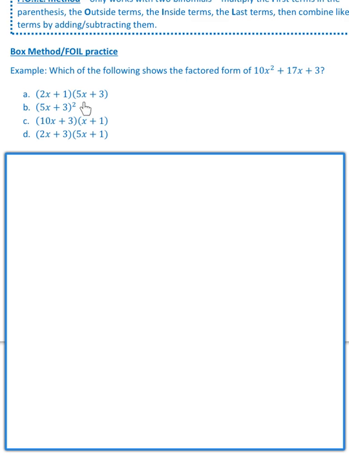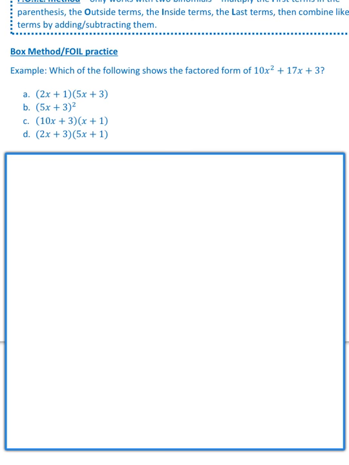So looking at my answers, I've got a binomial times a binomial. I've got a binomial squared, which just means that's that binomial twice. And 10x plus 3 times x plus 1, that's another binomial. And then the last one is also a binomial times a binomial. So I could use FOIL if I wanted to, but I'm going to stick with the box method.